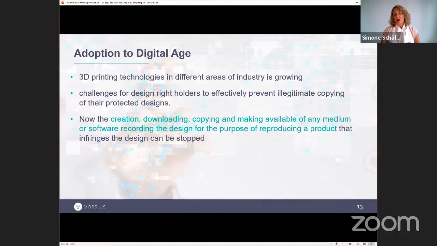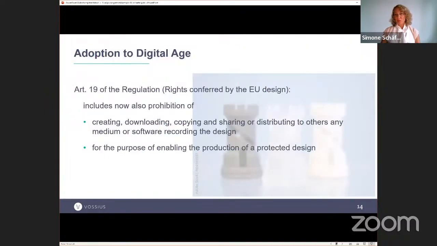So therefore, also the creation, for example, or the downloading, copying, and so on of any medium or software for the purpose of reproducing the product infringing the design can already be stopped. So it's not only possible to prevent from selling the real product, but you can also prevent any third party from, for example, downloading or storing this kind of design information on an electronic mean. And this will be covered by Article 19, there you can see the legal text.